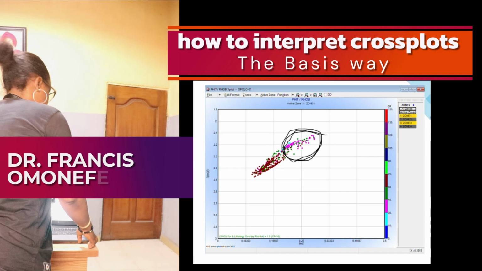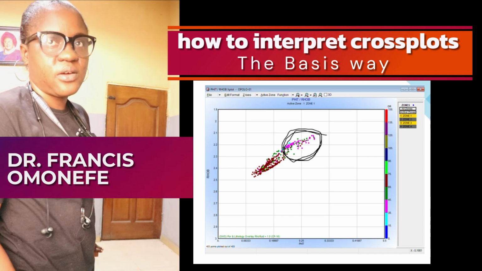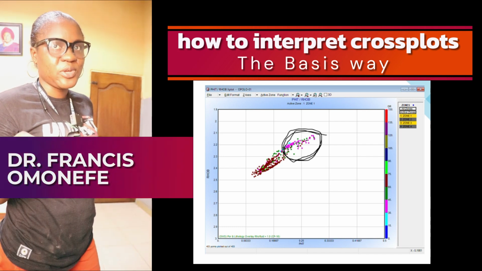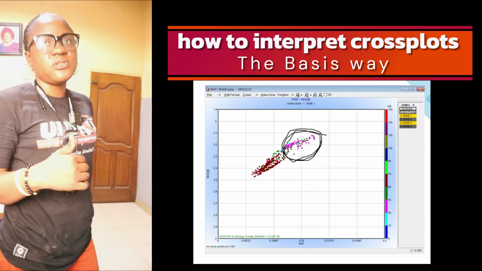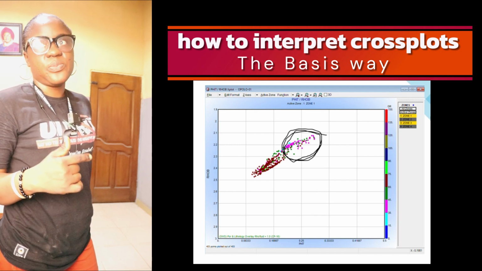So today I will be talking about reservoir crossplot and how to interpret crossplot in basic ways. I will be using a PowerPoint sent to me, so pay attention.